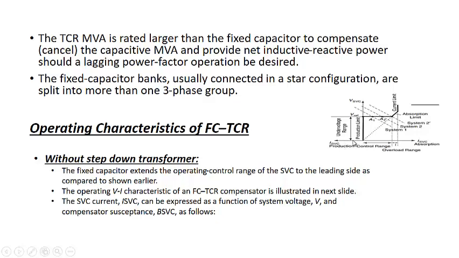The ISVC current can be expressed as a function of system voltage V and a compensator susceptance BSVC as follows. Here we will not be using the values of the current; we will be using directly the value of the susceptance and the voltage. That is one and the same thing.